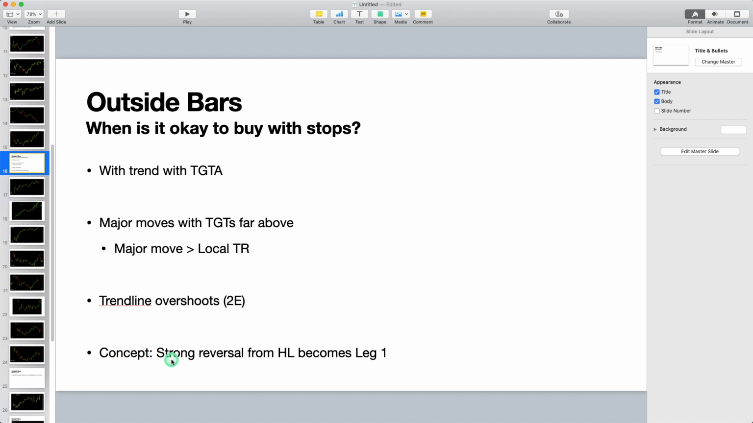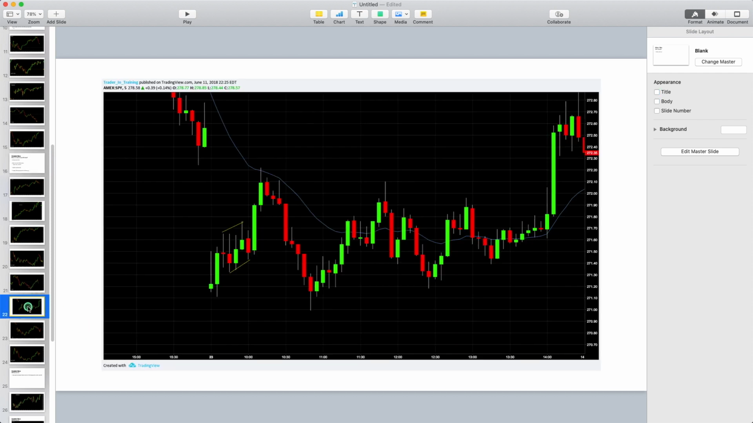And finally, one important concept that he talks about here is that strong reversals from higher lows become leg ones. So for example here, you have the lower low major trend reversal, and then bull rally, and then a higher low major trend reversal. It starts with an outside bar. So here, bears sold below there, got trapped. We got an outside bar and then a strong bull breakout.